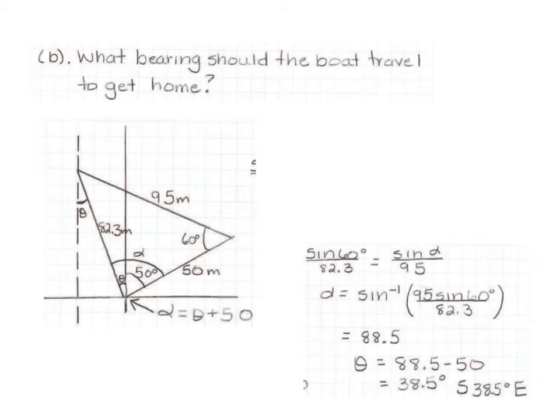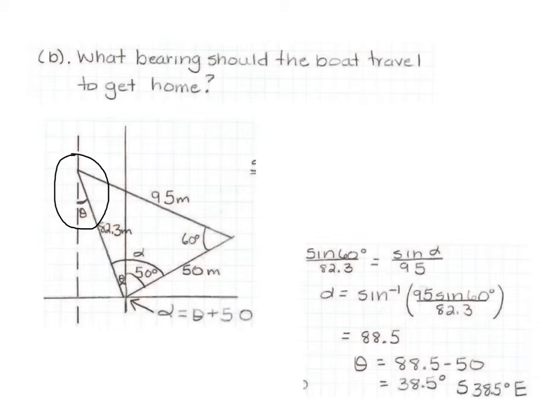I need to figure out what bearing should the boat travel to get home. So he's going to go south, and I need to figure out the angle theta between the vertical and how far he needs to go home. Well, this angle theta is the same as the angle between the distance home and the y-axis. And I could figure out the entire angle of this triangle. I'm calling that alpha. It has to be 50 degrees plus theta.